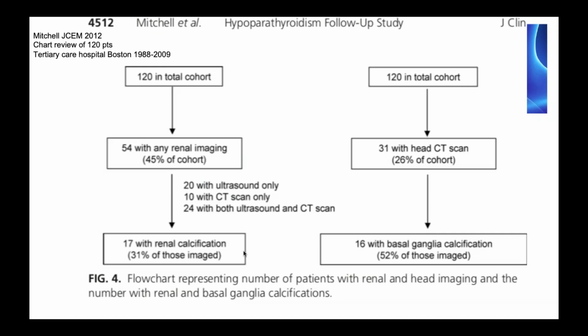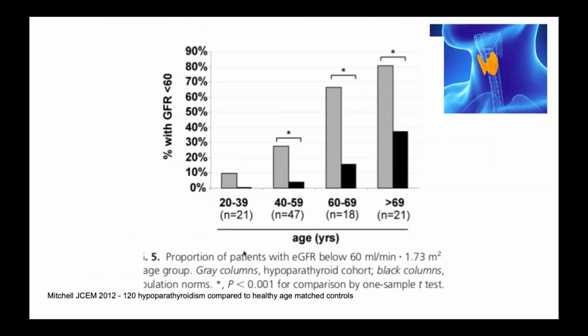Dr. Mitchell and colleagues evaluated 120 charts in a tertiary care hospital and published their findings in 2012 and documented that renal calcification was present in 31% of individuals with hypoparathyroidism who were imaged, and 52% of individuals who had CT of the head completed had basal ganglia calcification. So these numbers are fairly large. And if we look at how many people actually have chronic kidney disease and compare them to healthy age-matched controls, again, data from Mitchell and colleagues, we can see that the numbers of individuals who have chronic kidney disease is significantly higher in comparison to healthy age-matched controls.